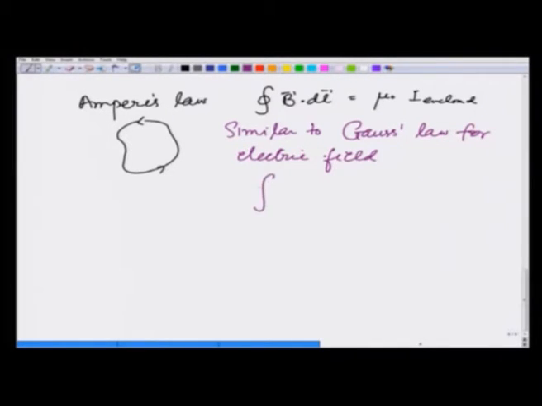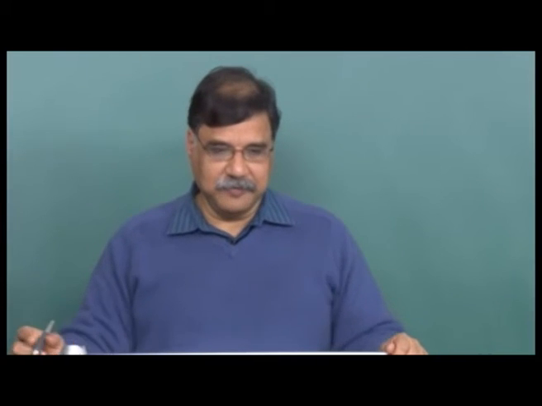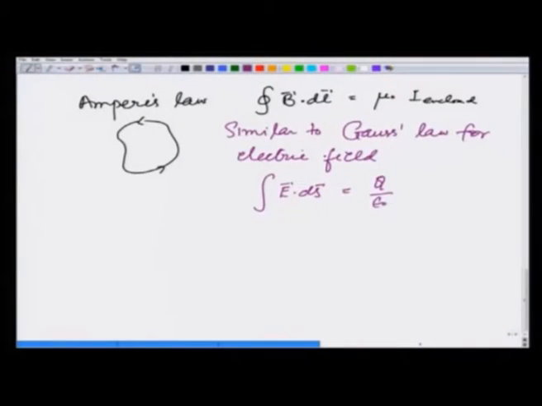that said that over a surface E dot ds was equal to charge enclosed divided by epsilon 0. So, just like we use Gauss's law in certain symmetric situations, we can also use Ampere's law in symmetric situations to calculate the magnetic field. Let us now take examples.